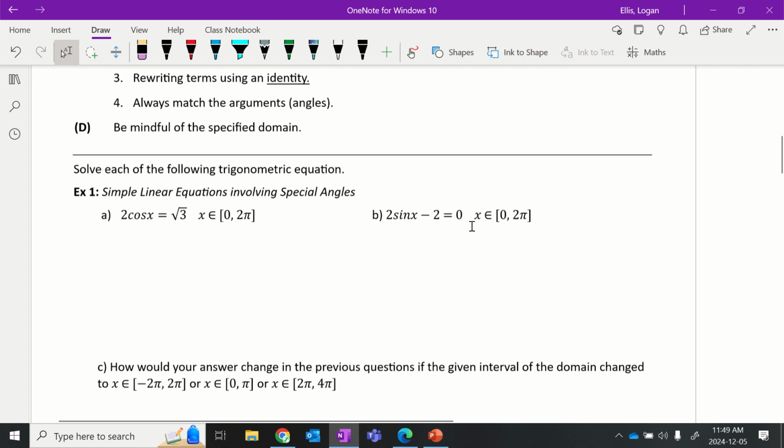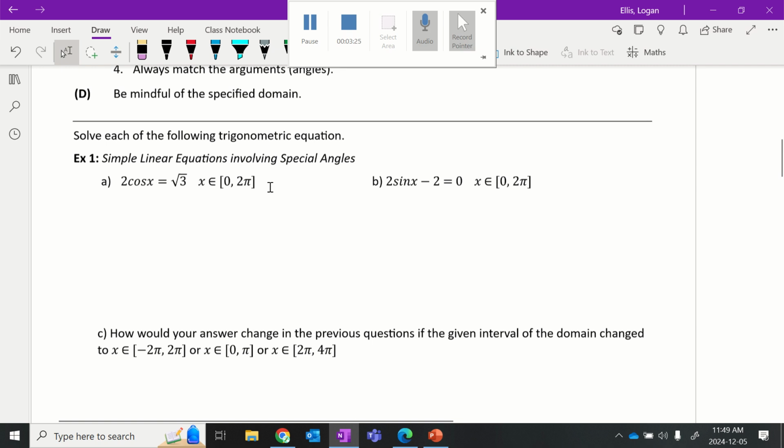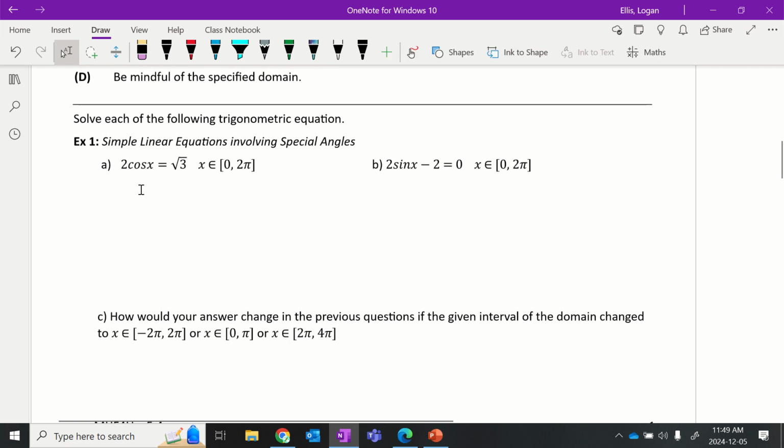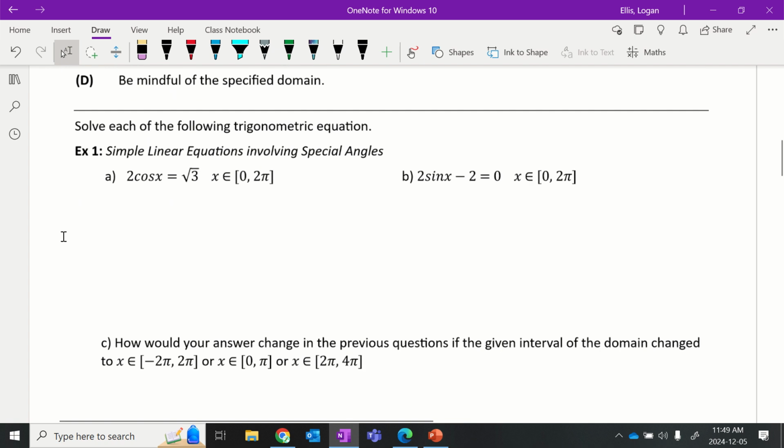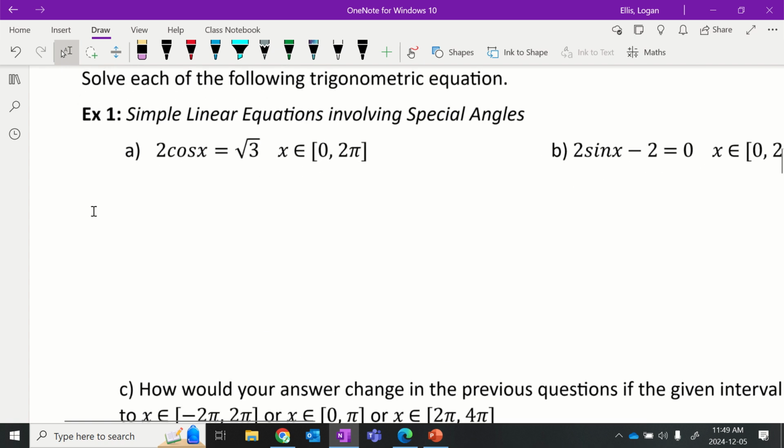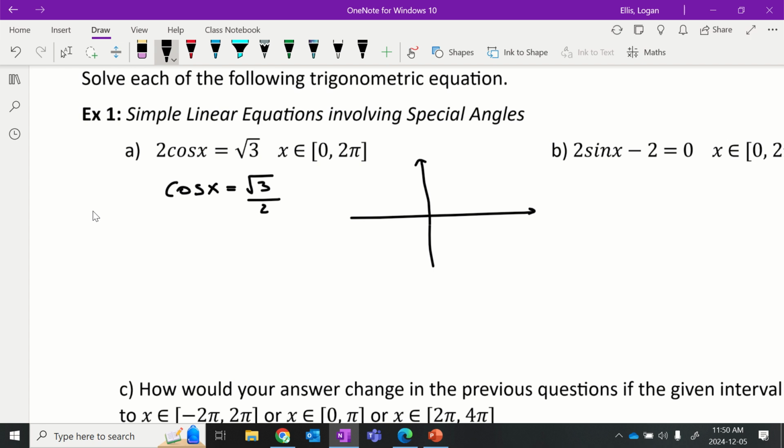You can see these ones here, we're just looking at one cycle from 0 to 2 pi. So let's go ahead and try some of these. The first thing you always want to do is isolate the trig term, if you can. In this case, when we have cos x equals root 3 over 2, we divide the 2 across, and this is what we're looking at: exactly what angle this would equal. Typically I'm looking for a positive cos answer.